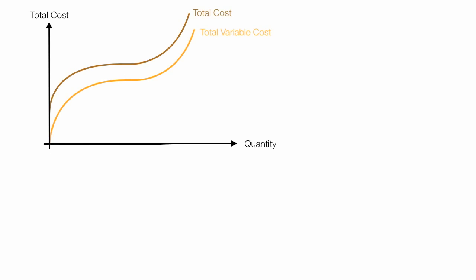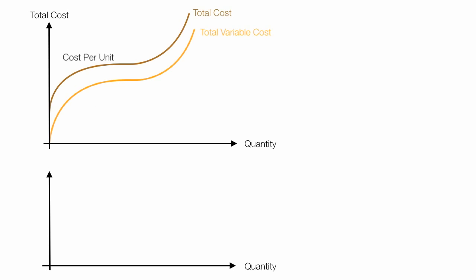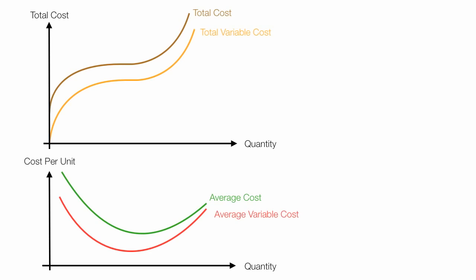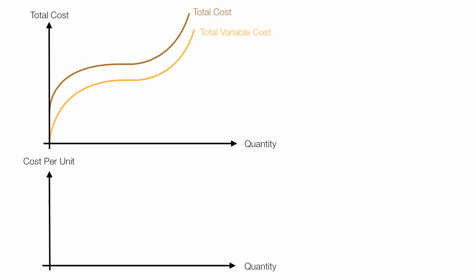Now I'm going to take the quantity axis, the horizontal axis, and drag that straight down. And now on the vertical axis, I'm going to put unit cost, or cost per unit. Different than total cost, of course. So cost per unit. And I'm going to draw an average cost curve, looks something like that, the average variable cost curve, and then the marginal cost curve. I will discuss the shape of these curves as well and what makes them curvy shapes.